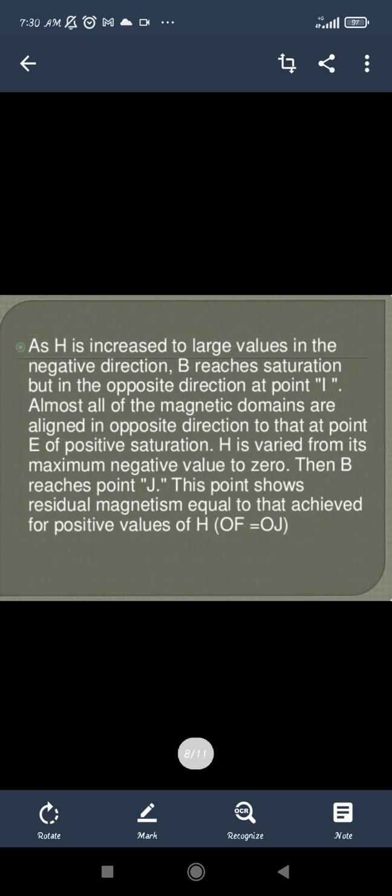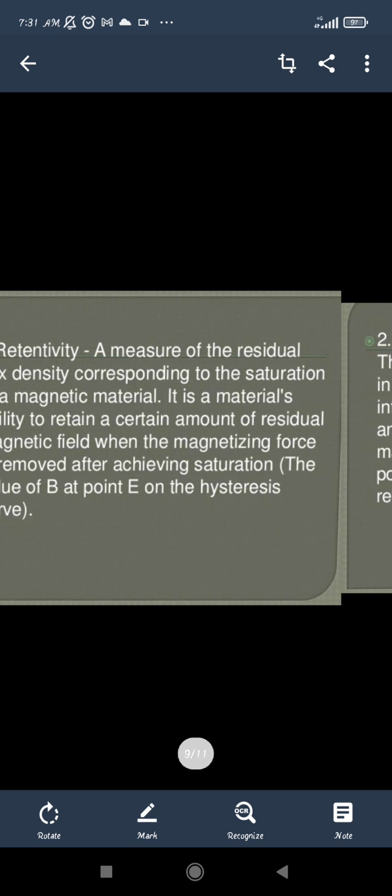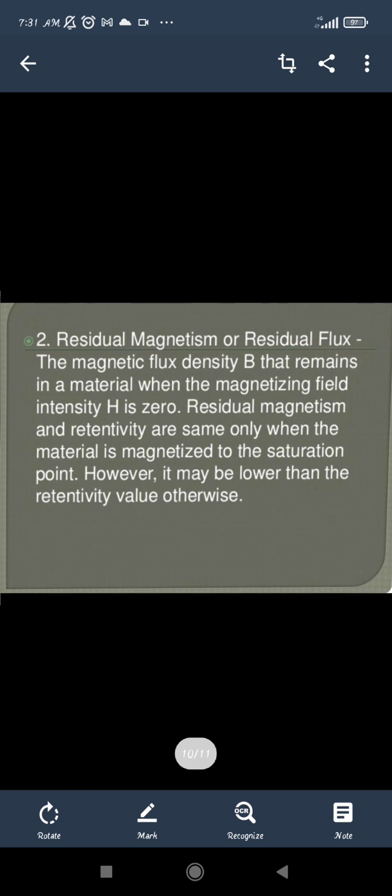Okay, now we have seen that after increasing again, it will come to the end point where the positive saturation was. So a complete loop is obtained, which is said to be the hysteresis loop. So what was the retentivity? After the removal of the magnetic field, there is still some residual magnetism in the magnetic material. So it is a material's ability to retain some amount of residual magnetism when the magnetic field is removed. After the saturation, this point is said to be the residual magnetism or the retentivity.